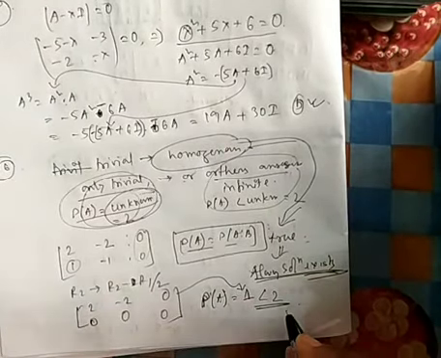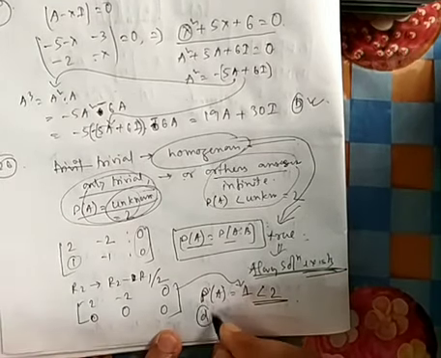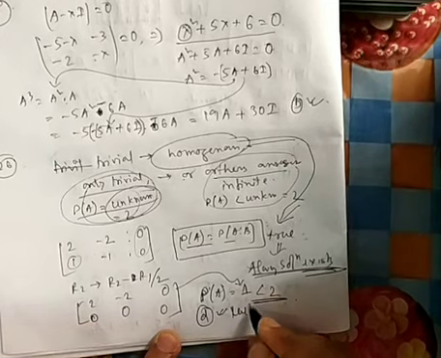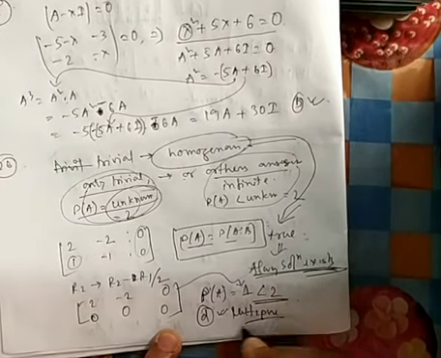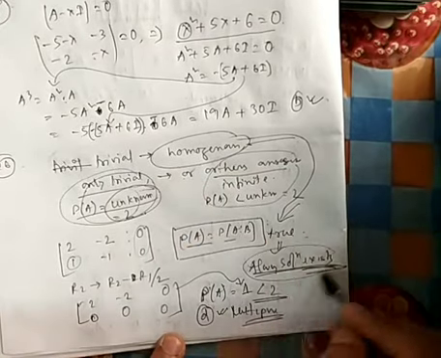So how many solutions are there? Infinite solutions. That means you will have multiple solutions. That is your option D. Multiple solutions. Only one solution is not possible. No solution does not exist in the case of homogeneous.